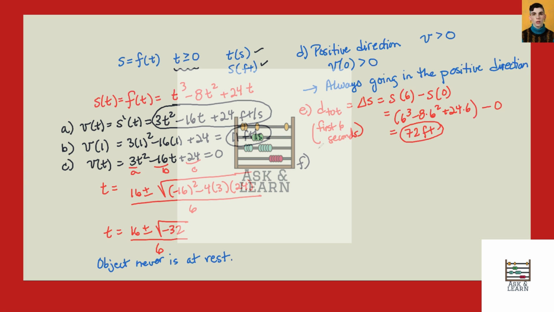Okay, part F, we want to sketch what's happening. Because we're always going in the same direction, we start at 0. We know that we reach 72 feet at t equals 6 seconds, and at t equals 0 seconds, we're at 0 feet. So we are always moving in the positive direction. That's a pretty easy graph. All right, still 3 more to go.